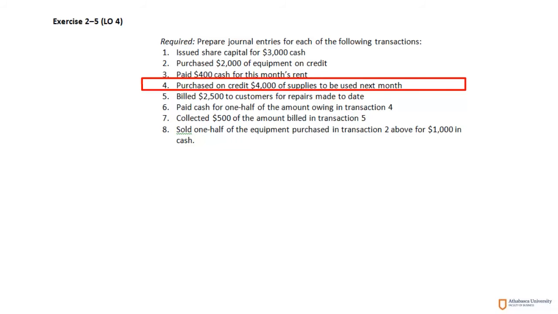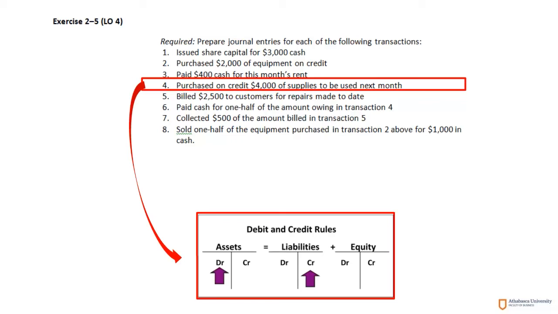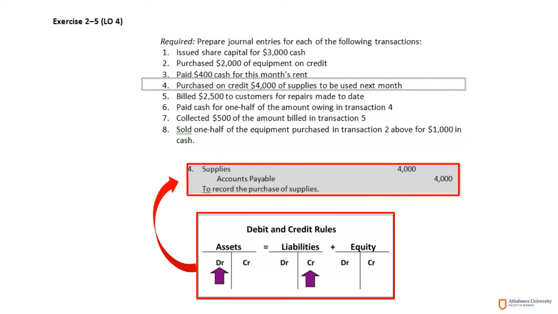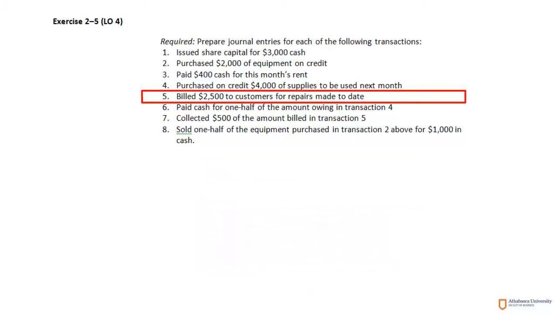In number 4, $4,000 of supplies were purchased on credit and they will be used next month. Supplies, an asset, is increasing, and a liability, accounts payable, is also increasing. So supplies is debited and accounts payable is credited.